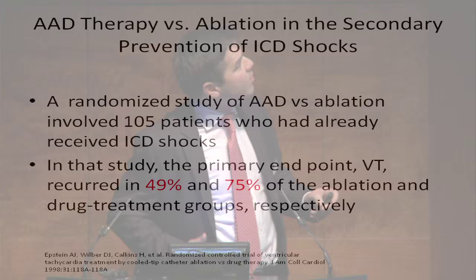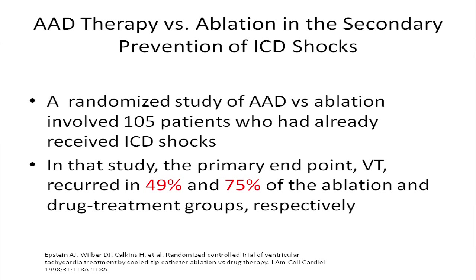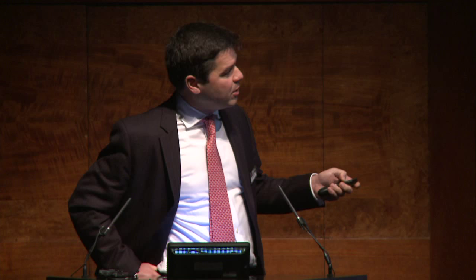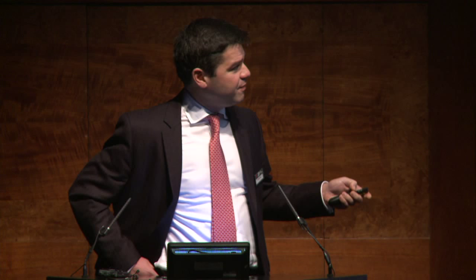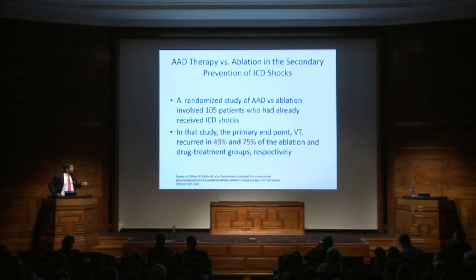So going back a little bit, Wilbur and Epstein, years ago, 1998, did a randomized study on 105 patients looking at antiarrhythmic drug therapy, including amiodarone versus ablation, and showed that the recurrence rate was lower, but not very low, about 50% with ablation versus 75% on antiarrhythmic drugs. So it was a significant difference, but still, ablation, 50% recurrence rate in patients who had received ICD shocks before. So still making a dent, but not good enough.